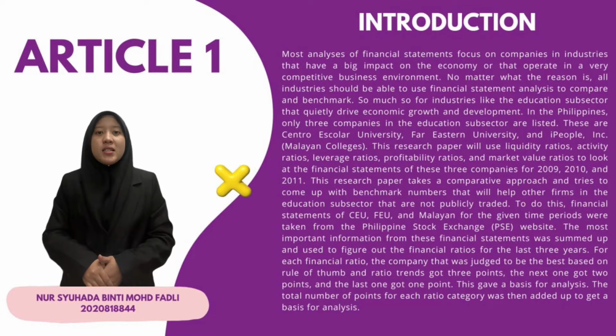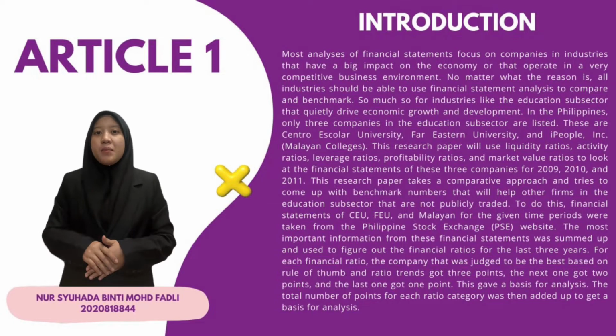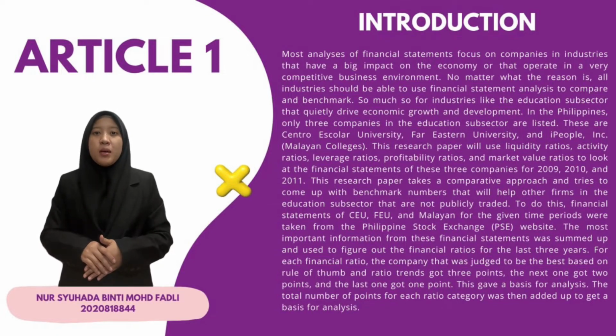line items. There are 6 key areas where financial ratio analysis is typically applied, which are profitability, coverage, efficiency, market prospect, liquidity, and solvency. This research paper will use liquidity ratio, activity ratio, leverage ratio, profitability ratio, and market value ratios to look at the financial statements of these three companies for 2009, 2010, and 2011. This research paper tests a comparative approach and tries to come up with benchmark numbers that will help other firms in the education subsector that are not publicly traded.